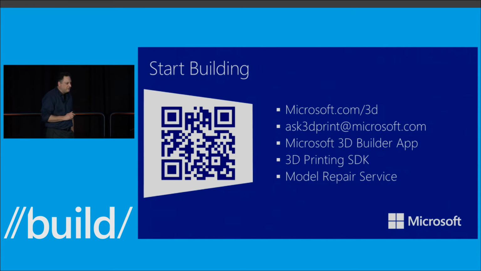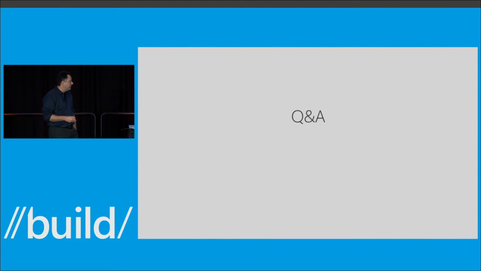There's a lot of really new things there. I think there's some great stuff for you to take away. Download our 3D Builder application. You can check out all our information on our 3D website, microsoft.com/3D. Download our SDK if you're interested in incorporating 3D printing into your app or preparing your device. And then check out our model repair service as well that's out on the internet now. And with that, I guess we're open to questions and answers from you all.